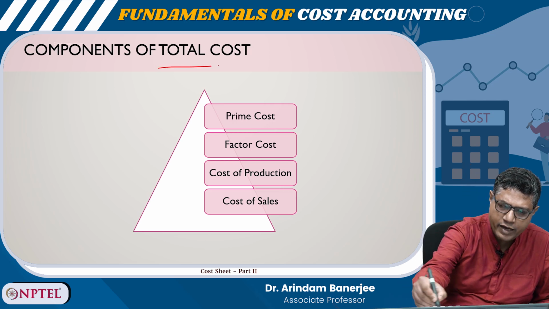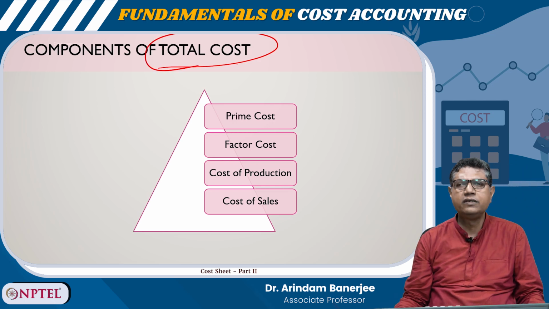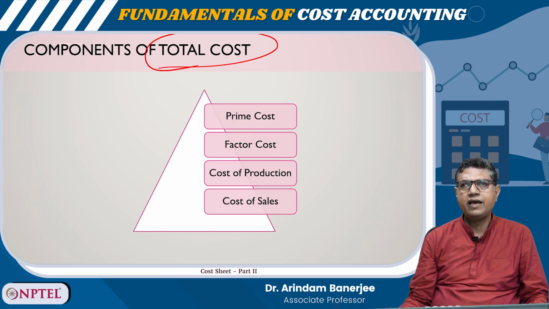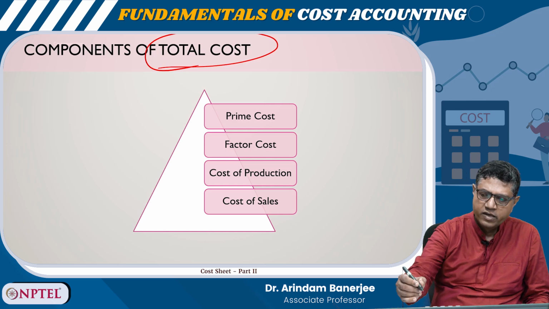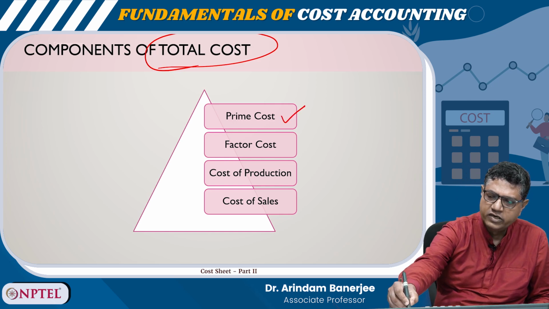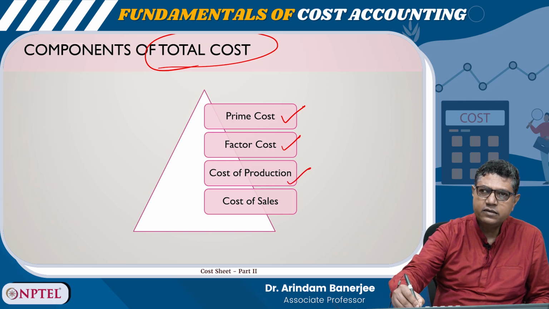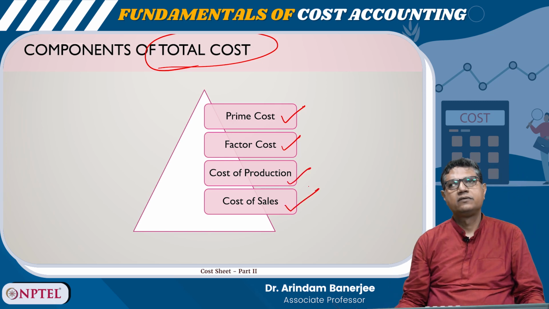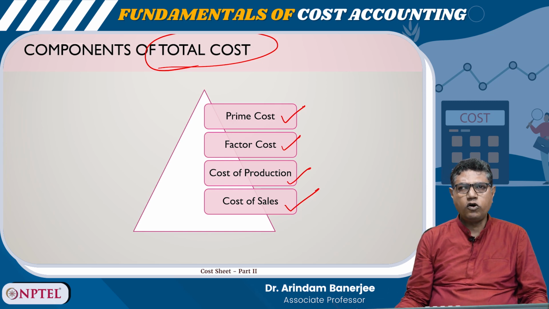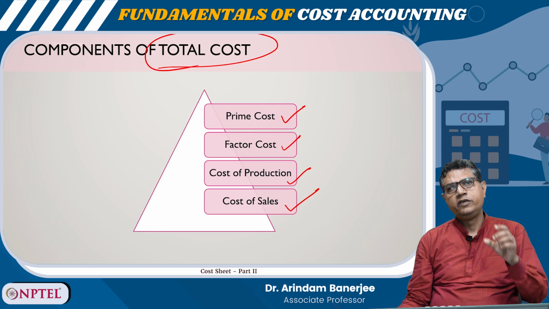Suppose my objective is to calculate the total cost. If I have to calculate the total cost, we can classify prime cost first, factory cost, cost of production and cost of sales. Fine. So in a cost sheet, my objective is what? My objective is to calculate the cost of a unit product.